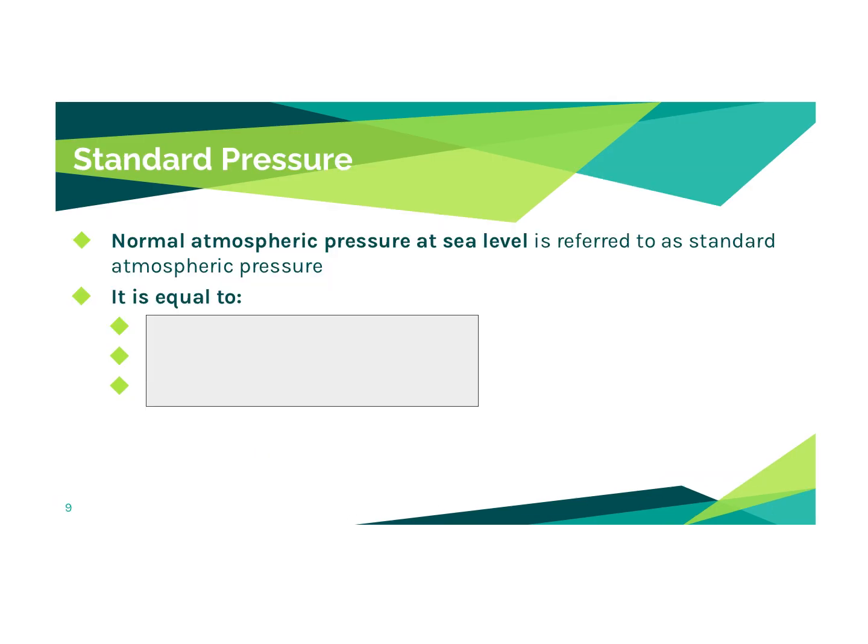You may also see this a lot on exams as well as practice problems, this idea of standard pressure. Normal atmospheric pressure at sea level is referred to as standard atmospheric pressure. This is equal to either 1 atmosphere, or atm. atm equals atmosphere. It's also equal to 760 torr, or 760 millimeters of mercury, which is another measurement of pressure, or 101.325 kilopascals, kilopascals being our SI unit.